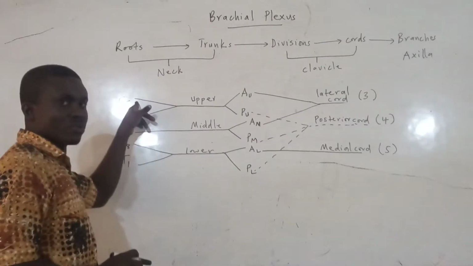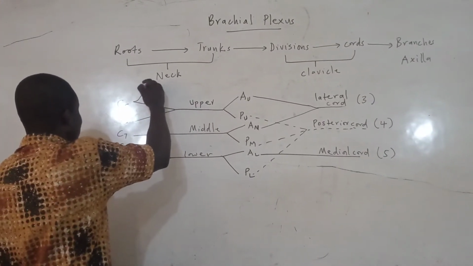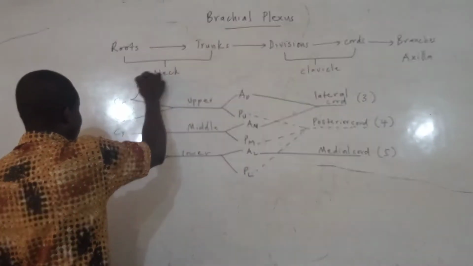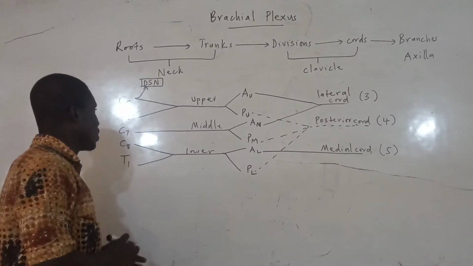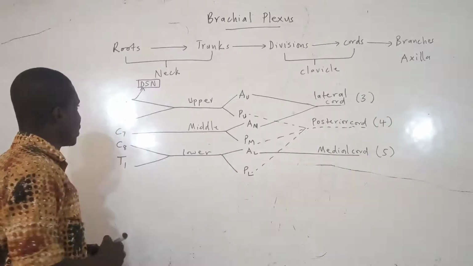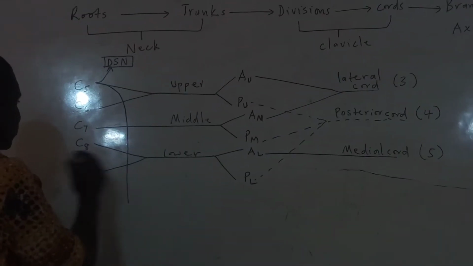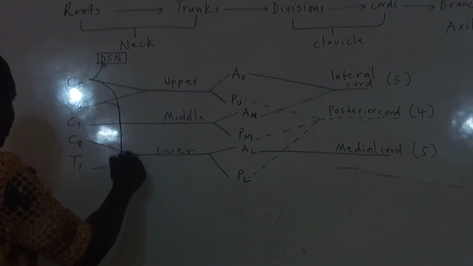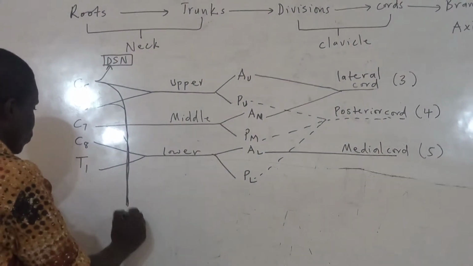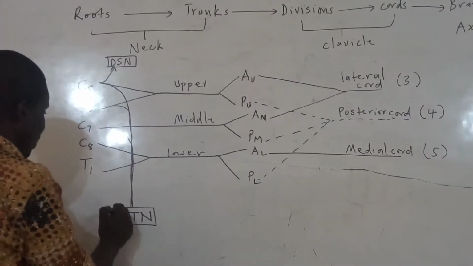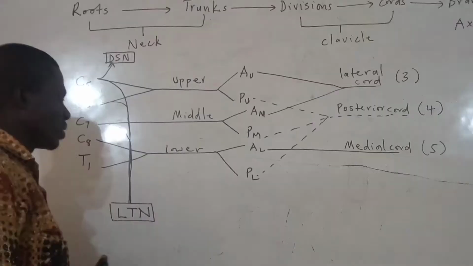Now, we can have a nerve coming directly from the C5 root value, and that nerve is known as the dorsal scapular nerve. So dorsal scapular nerve, its root value is C5, coming directly from the C5 ventral ramus. And then we have another nerve, taken from the C5 root, C6 root, as well as C7 root. This nerve is known as the long thoracic nerve. This long thoracic nerve actually supplies the serratus anterior muscle.